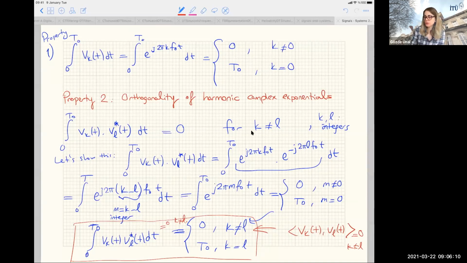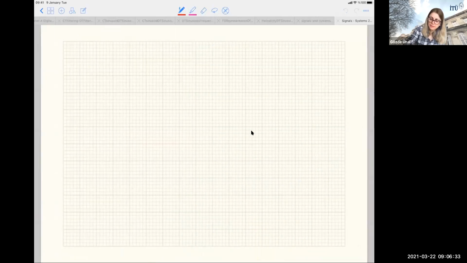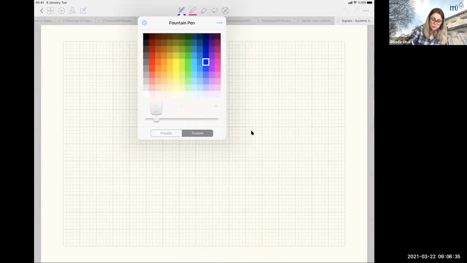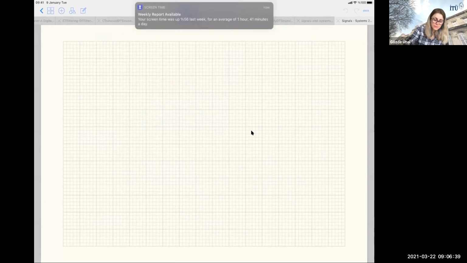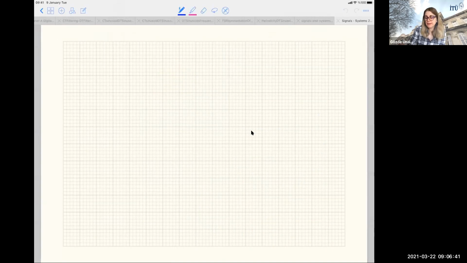So let's continue recording. We said this is an important result, guys. The inner product of these two basis functions, Vk and Vl, is 0 when their indices are not equal. So now my point will be this important thing. You can ask me, given x of t, how to find ak.